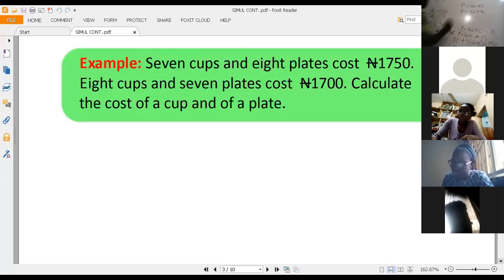So that you have your final answer to be what? 140 naira. So that's the value of one plate. The value of one plate is 140 naira. The value of one cup is given as 90 naira.